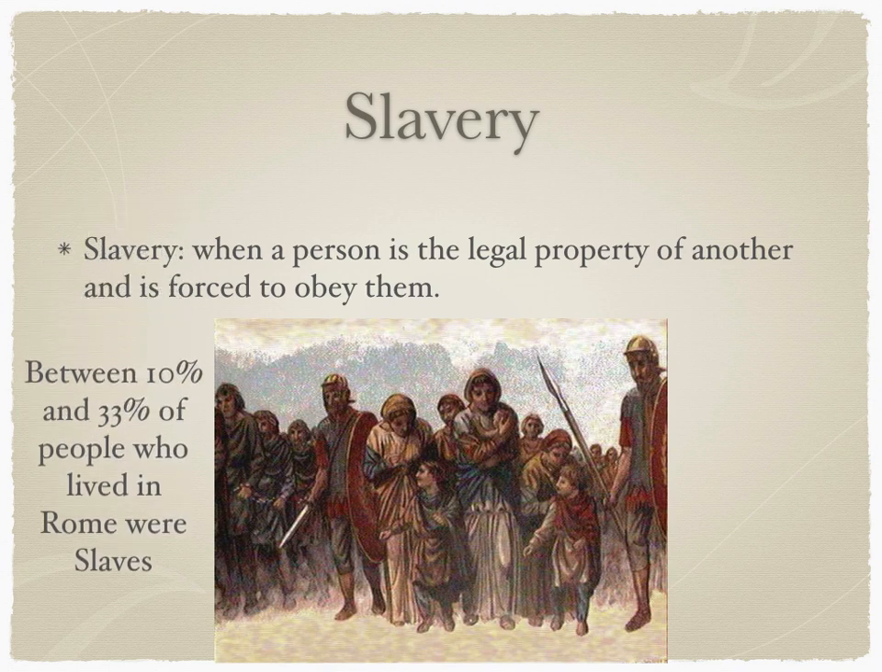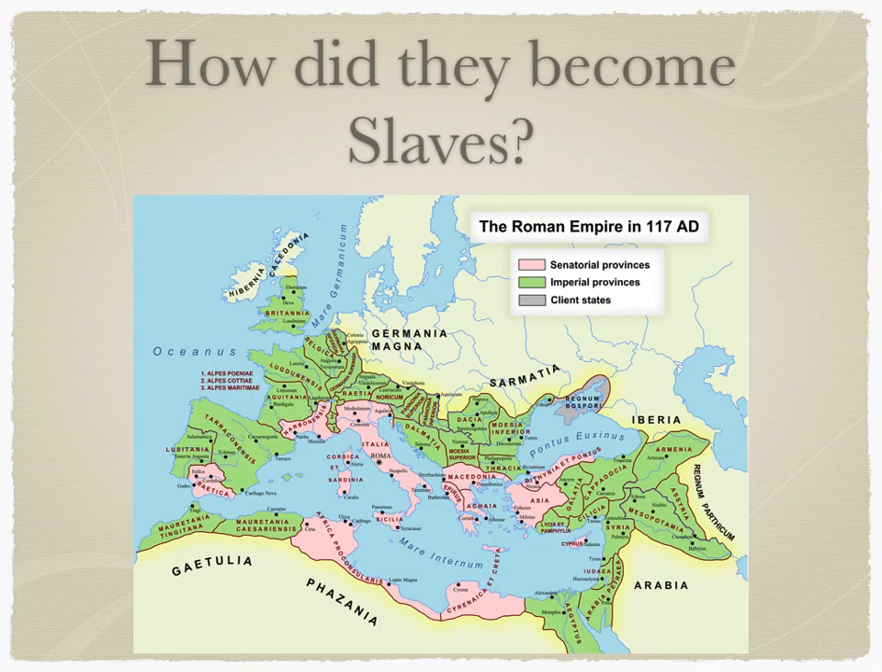It's hard to put a figure on how many slaves there were, but it's believed that somewhere between 10% and 33% of all the people living in Rome and its surrounding areas were slaves. That means 1 in every 10, or possibly even 1 out of every 3 people in Rome were slaves. So how did you become a slave? There were 4 main ways you could become a slave.